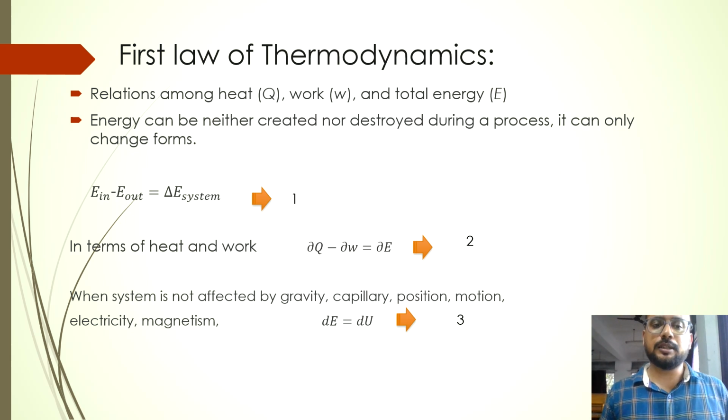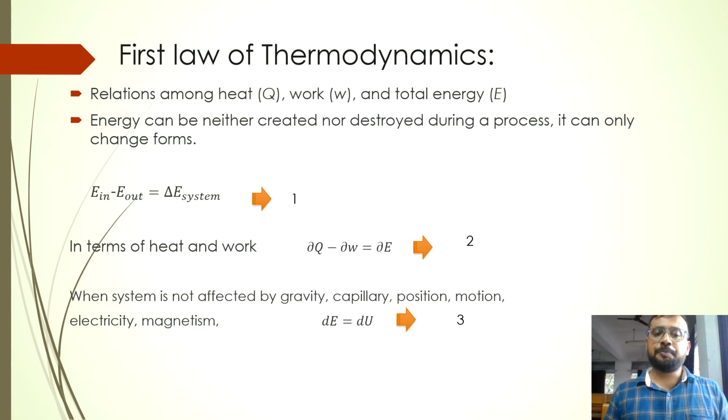And this internal energy is also related with the first law of thermodynamics. The relations among heat, work and total energy are reflected in the first law of thermodynamics, which states that energy can be neither created nor destroyed during a process; it can only change its form. That is, energy in minus energy out will be equal to delta E, the change in energy of the system. In terms of heat and work, delta Q minus delta W equals delta E.